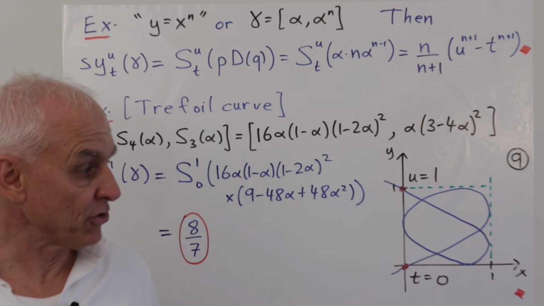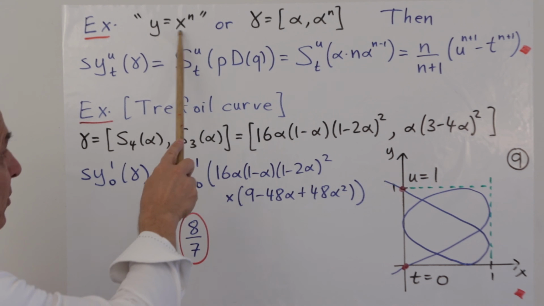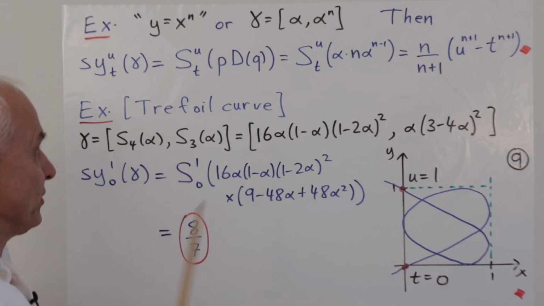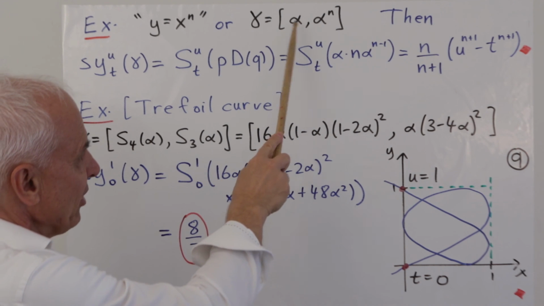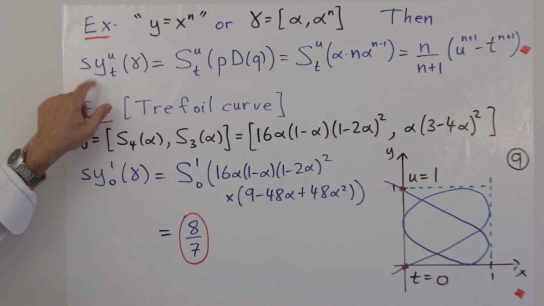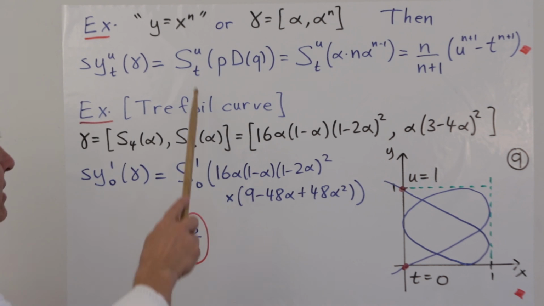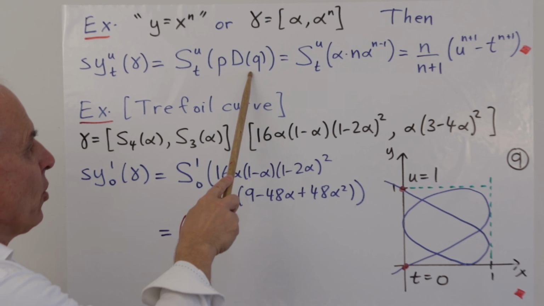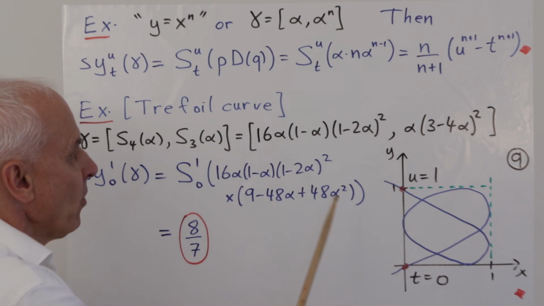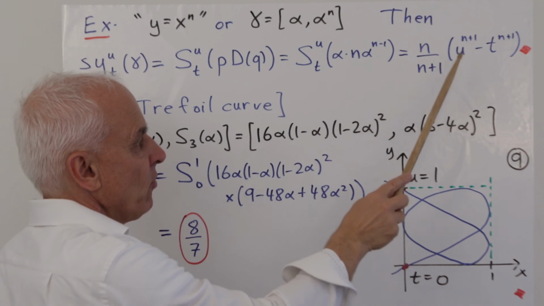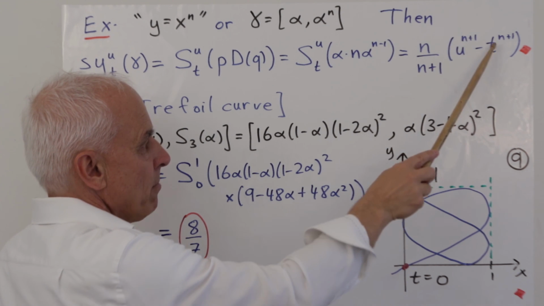So just to wrap up with two examples. If we go back to y equals x to the n, our standard function, then gamma is also represented by alpha to the n. And then the signed y area, Sy from T to U of gamma, is the integral from T to U of P dq. There's the P. The dq will be n times alpha to the n minus 1. And we get n over n plus 1 times u to the n plus 1 minus t to the n plus 1.